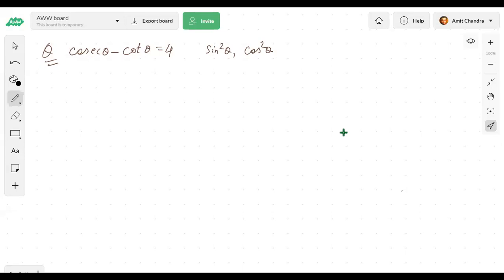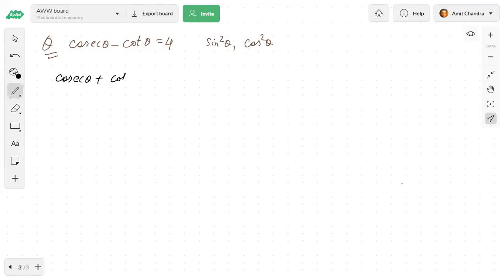Let me see. Okay, so here we have been given cosec theta minus cot theta is equal to 4, right? And we already know that cosec theta plus cot theta is equal to 1 by cosec theta minus cot theta. We know this is true, right? If this is true, then I can substitute this value. So this will be 4, so this is 1 by 4. So cosec theta plus cot theta will be equal to 1 by 4.